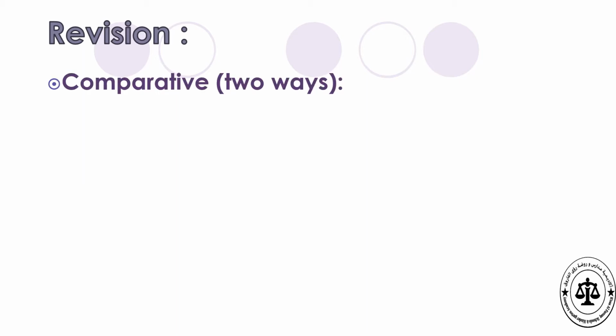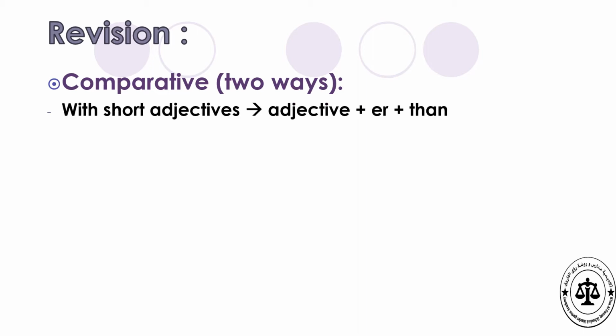Before answering the questions in your workbook, let's make a quick revision about the comparative and superlative. Let's start with the comparative. Comparative means to compare two items together in two ways, as we said before. The first way is with short adjectives, we add er with than, like in these two adjectives, rich and old. Rich and old have one syllable, so we use er for these adjectives: rich, richer; old, older.